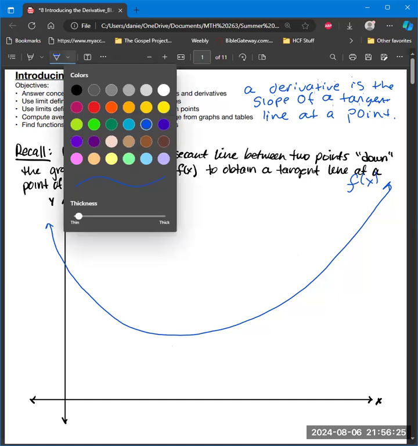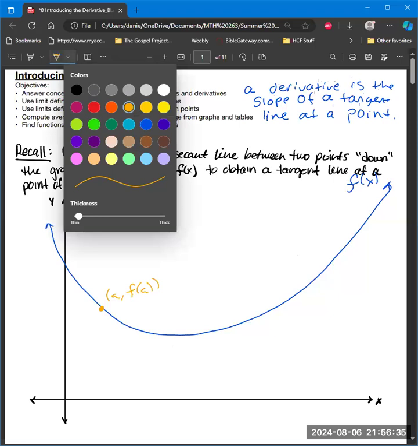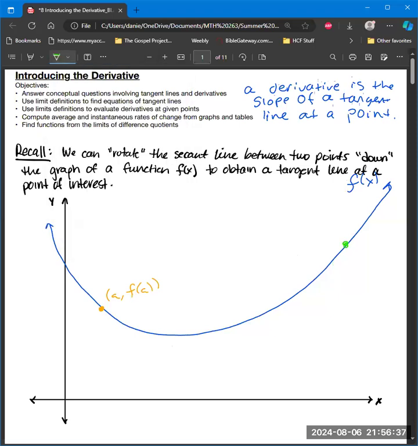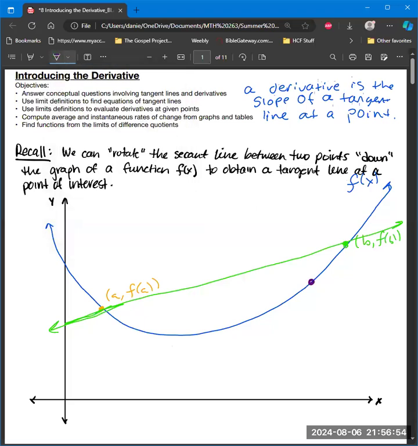And we'll put a point on here that is going to be a, f of a. And then I'll put another point over here, b, f of b. I'll do my best to draw a secant line through those 2 points. Then I'm going to pick a different color, and we're going to bring this point down a little bit and make another secant line here.